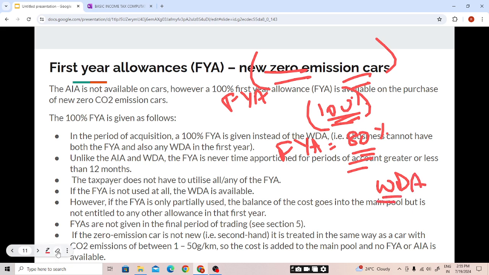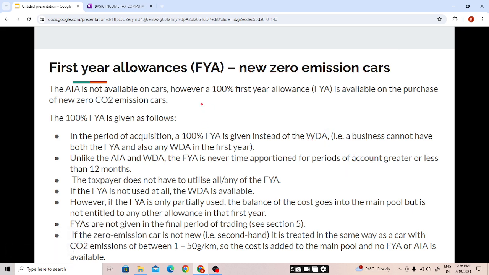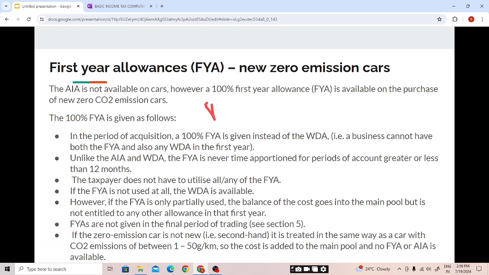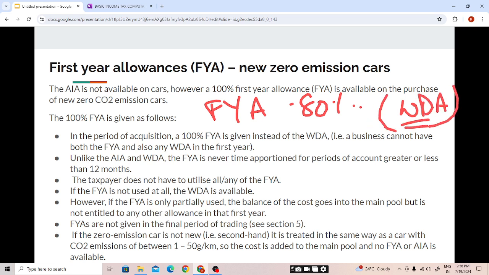But students, we have a limitation. Either you can use the full FIA 100% or you can use WDA. Use full or follow WDA. If not, FIA 80% and on the rest 20% you calculate WDA. When the rest amount on which FIA is not calculated, the cost goes into the main pool but not entitled to any other allowance in that first year.